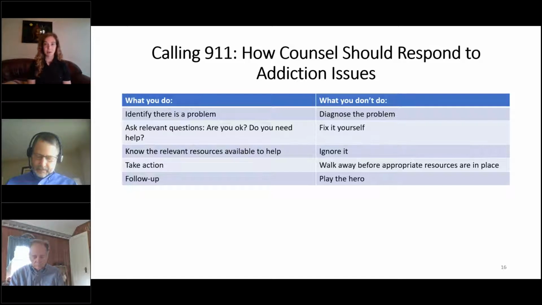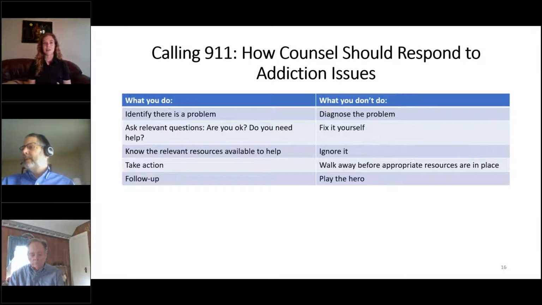So with calling 911, you identify there's a problem. If somebody is grabbing their chest on the street, you don't diagnose whether it's a heart attack or heartburn. You identify there might be a problem. So the next step is you ask relevant questions. You go up to that person, you say, are you okay? Do you need help? And you don't try to fix it yourself. You know the relevant resources available to help.